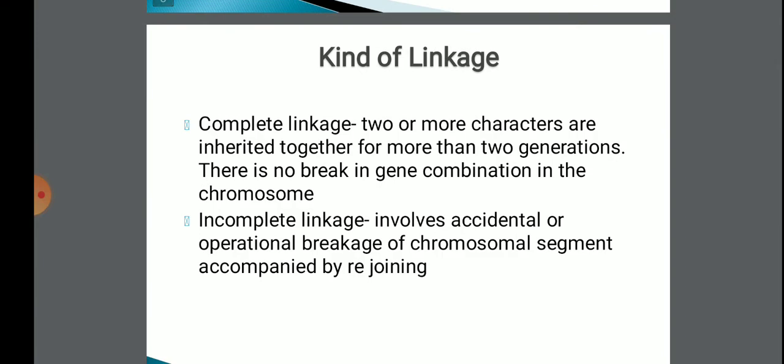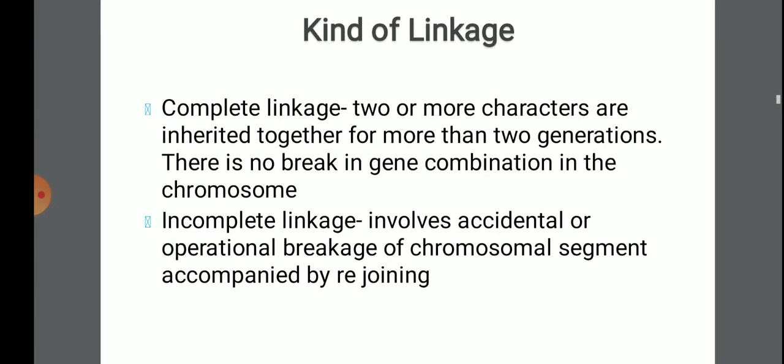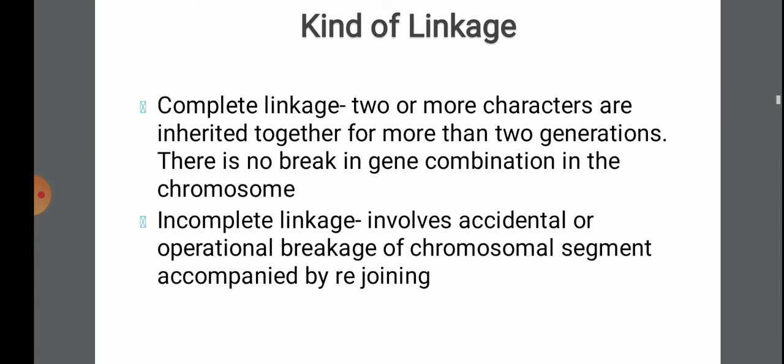Now, kinds of linkages: there are two kinds, complete linkage and incomplete linkage. In complete linkage, two or more characters are inherited together for more than two generations. Means if there are two genes, they remain together for more than two generations, meaning there is no crossing over between them. However, this phenomenon is very rare because some sort of crossing over always occurs between them. One case is that of the male Drosophila.